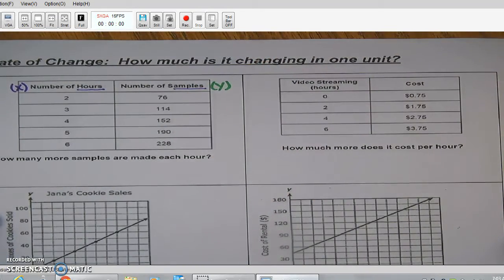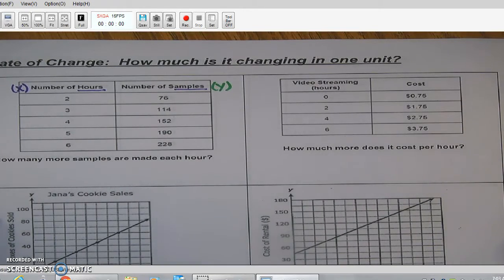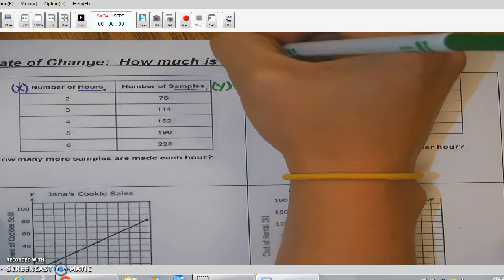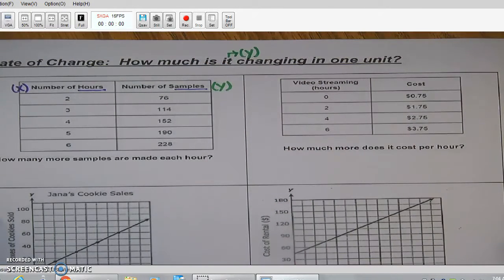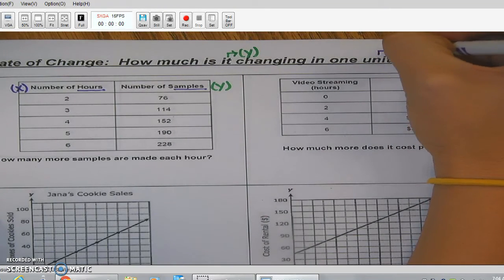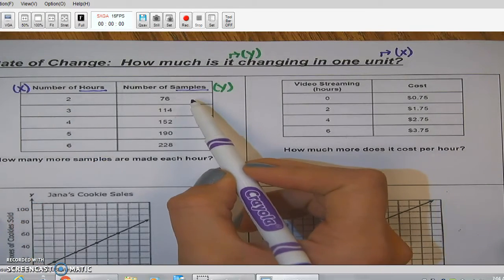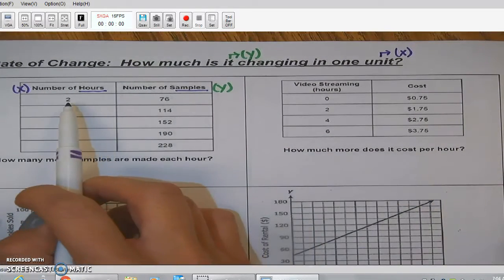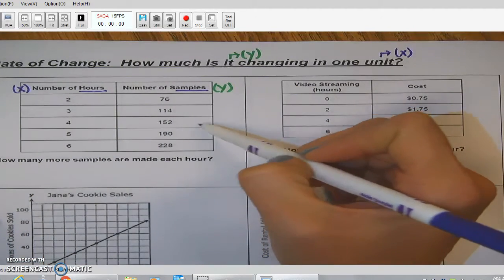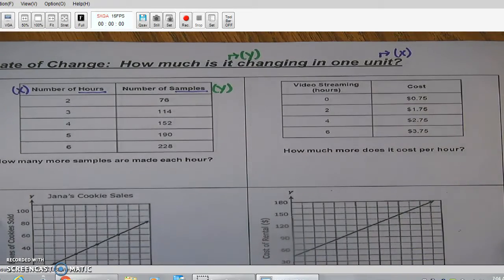Okay? So when we're looking for the rate of change, we're asking ourselves, how much is y changing in 1 unit for x? So every time our x goes up by 1 unit, how much does y go up? So instead of just looking at the relationship between the numbers here, we're looking at the pattern that we see throughout the table. So let's look at our x values first.